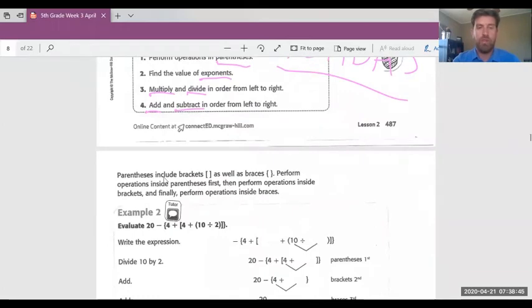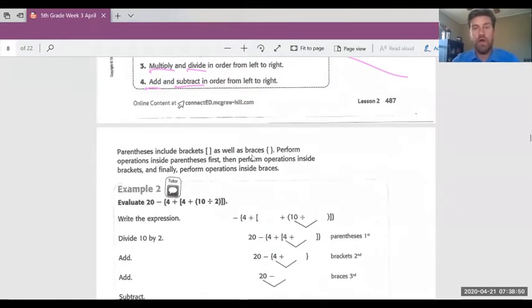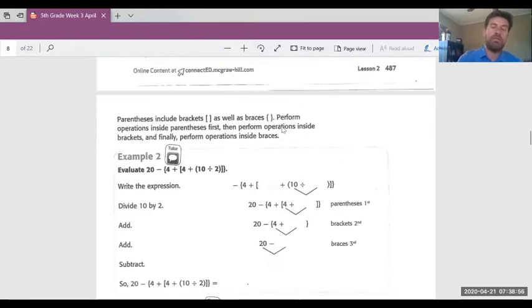Here we go. Parentheses include brackets as well as braces. So anything you see here, go. I guess this is a step. If they ever give you a problem that has parentheses, brackets, and braces, my suggestion would be just skip that problem and come back to it. That's a lot of extra stuff that they're doing for you, and you shouldn't see that for a while.